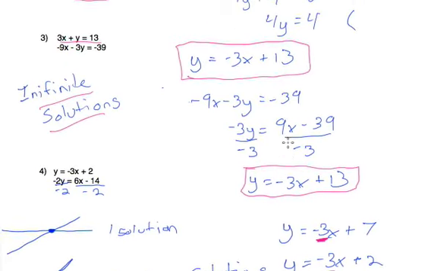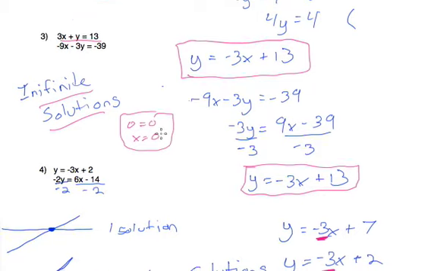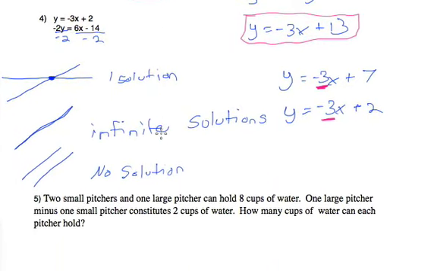And just to review, when you have infinite solutions, you get an answer of 0 equals 0 or x equals x. I should have mentioned that. Either one indicates infinite solutions. And if you get a statement that's not true, like 4 equals 2 or 2 equals 8, those are untrue statements. They're false, so there's no solution.